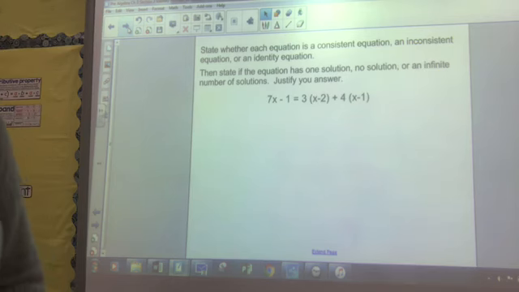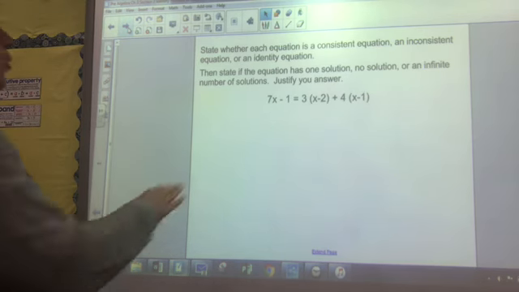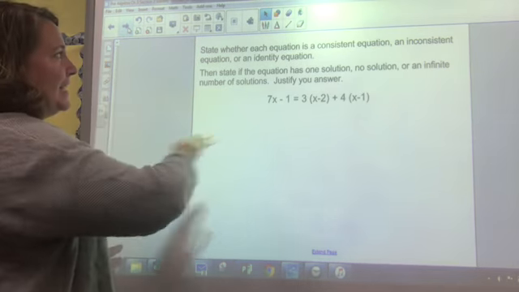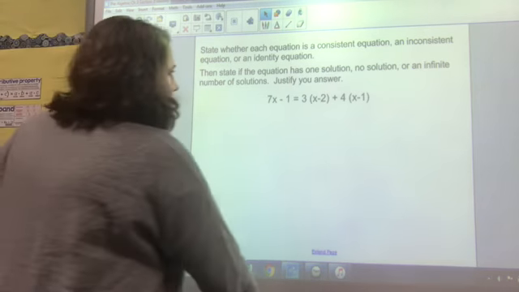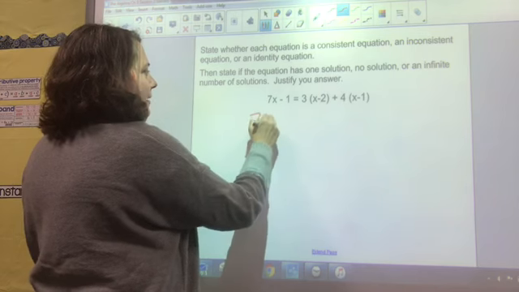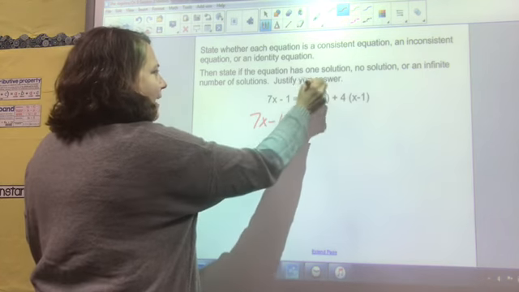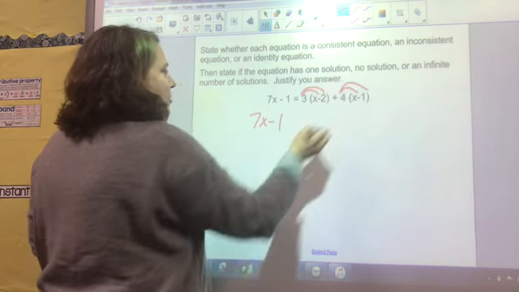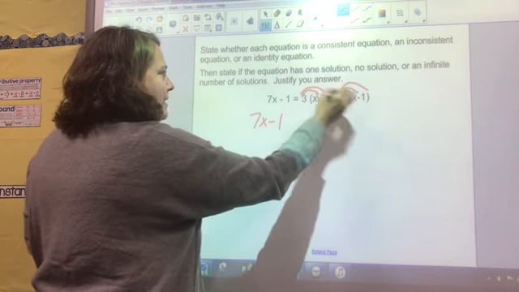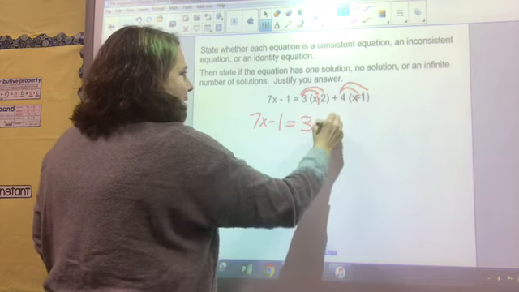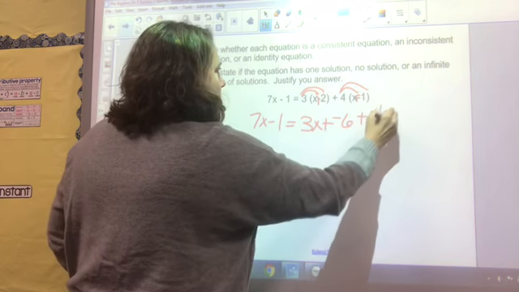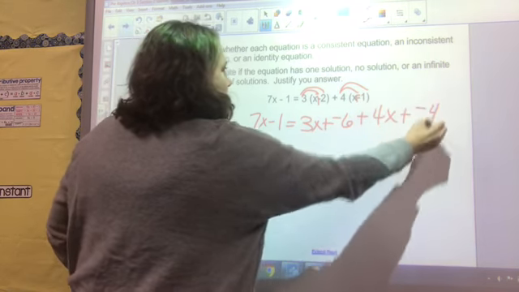Okay, this is another problem. In order to figure out if it is consistent, inconsistent, or identity, we need to solve it like normal. 7x minus 1, that does not simplify. This, I have the distributive property. I don't want to lose my minus sign, so I'm going to add the opposite. Equals 3x plus negative 6 plus 4x plus negative 4.